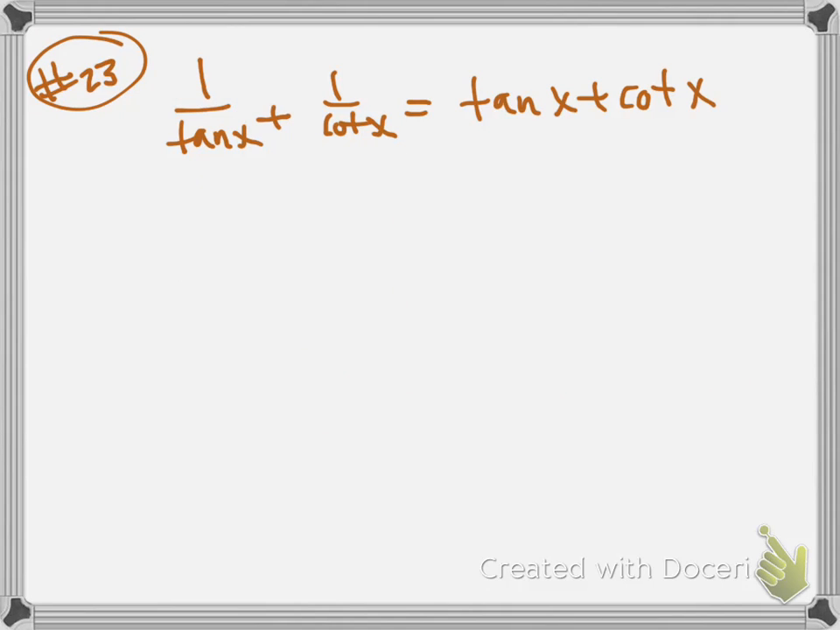Here's your last problem, and this is actually the only problem that I will not help you on. It's 1 over tangent of x plus 1 over cotangent of x equals tangent of x plus cotangent of x. Solve this one on your own. Once you've completed this, you're done with the 2.2 review, so look for 2.3 and 2.4. Thanks.